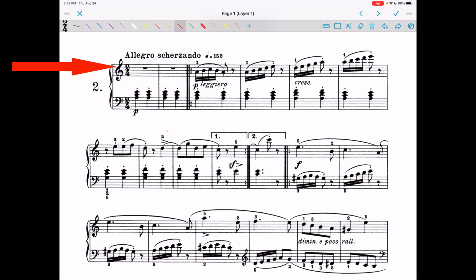Now that we've talked a little bit about how to count for eighth notes, let's talk about how to count for 16th notes. In this piece, the top number tells us that there are 2 beats per measure, and the bottom number is a 4 again. So we know that the quarter note receives 1 count.